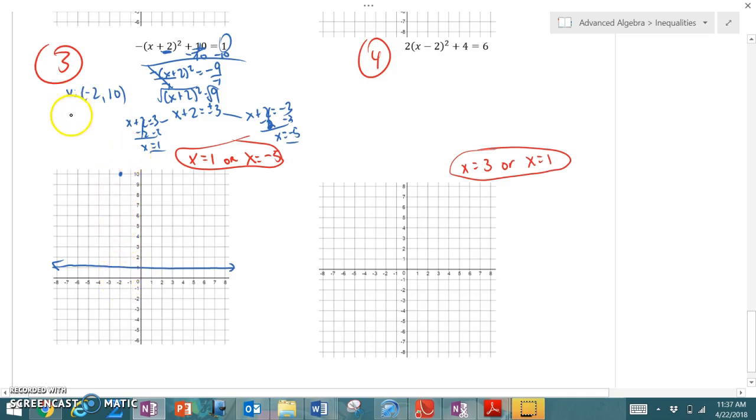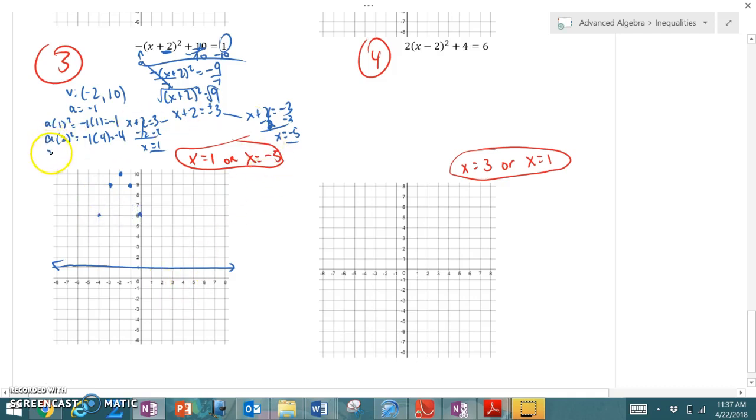Now I know my a value is negative 1, because that's that number in front. It's a negative, so it's a negative 1. And I start my process. a times 1 squared is negative 1 times 1, which is negative 1, which means I go over 1, down 1 each direction. Then I continue on. a times 2 squared is negative 1 times 4, which is negative 4. So I go over 2, down 4.